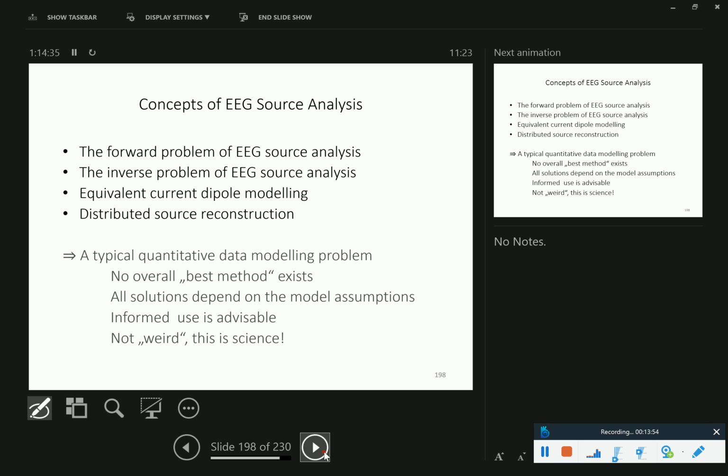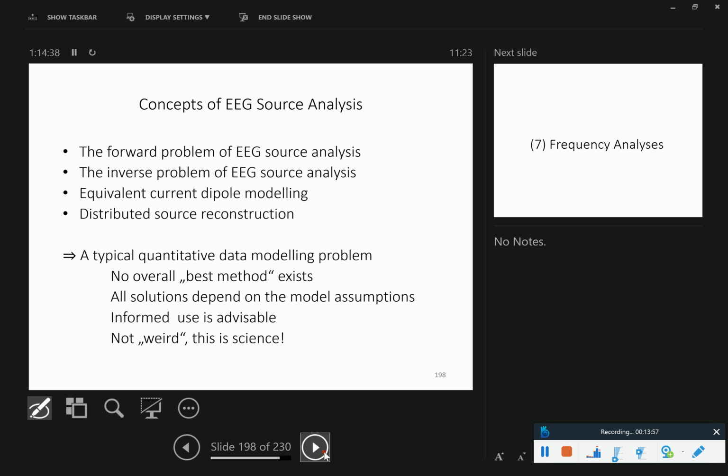The comments that follow here are a little bit in discussion with Luck. If you read the Luck book, he's very skeptical of the whole thing. I think he's a psychologist by background. I'm not that skeptical of the whole thing, because I'm as skeptical of it as I am of any quantitative science. It's a typical quantitative data modeling problem where there is not the overall best method.